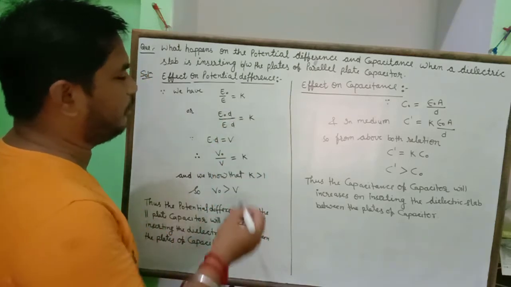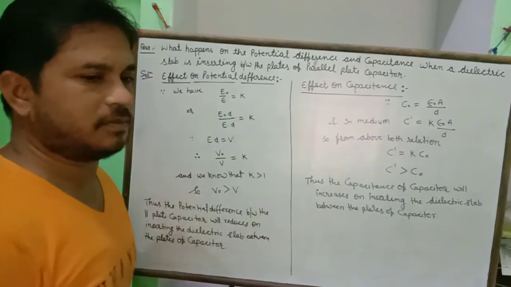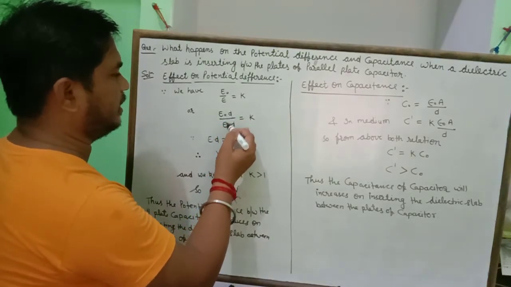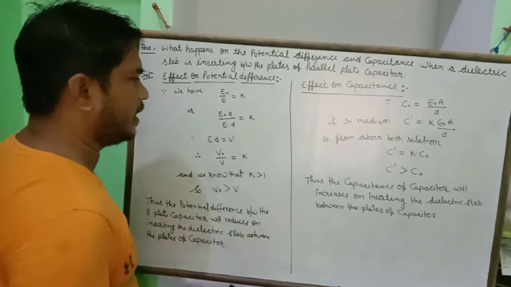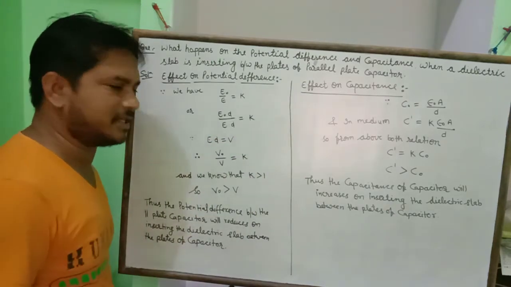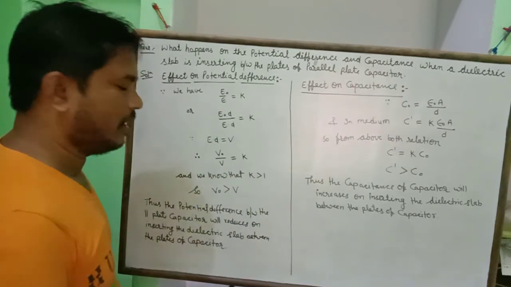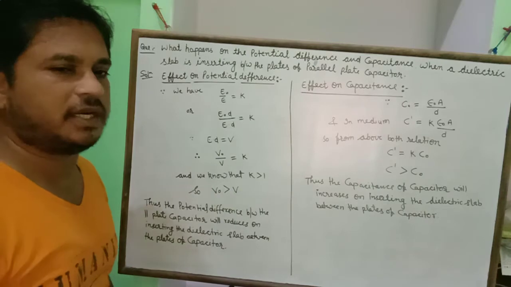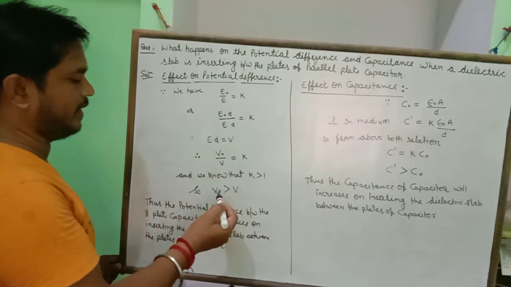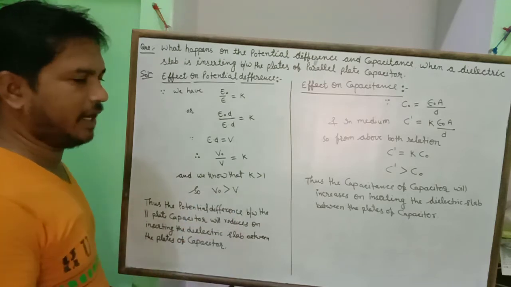On multiplying by the distance between the plates, small d, E naught into d upon E into d is equal to K. We know that electric field times distance is equal to potential, so this relation becomes V naught upon V is equal to K. We know that the dielectric constant is always greater than 1 for any medium. So from this relation we can say that V naught is greater than V, where V is the potential difference in the medium.